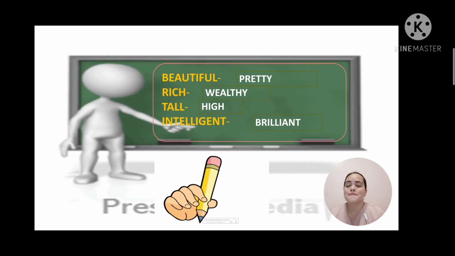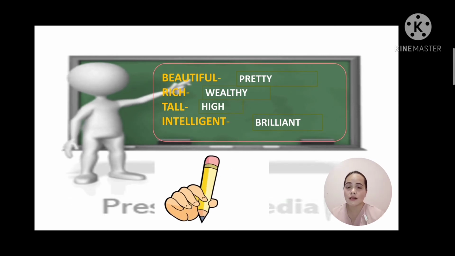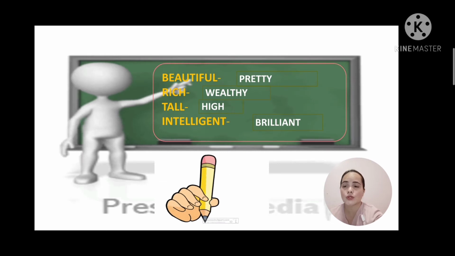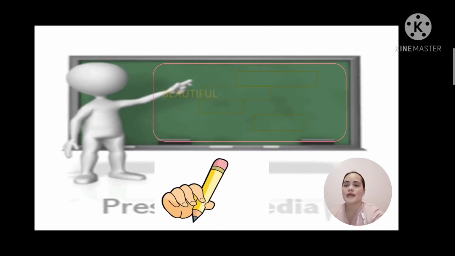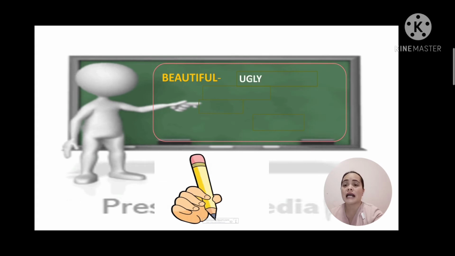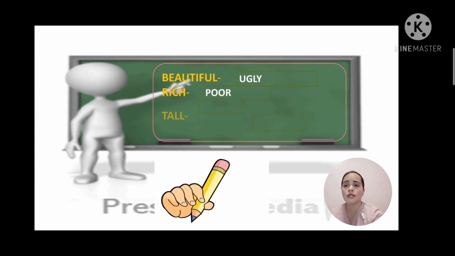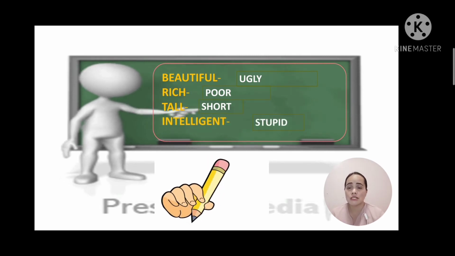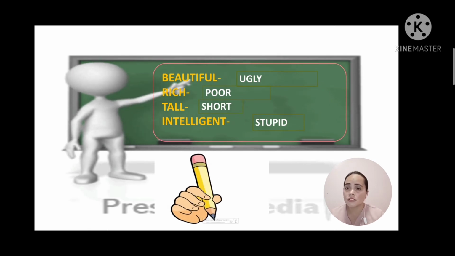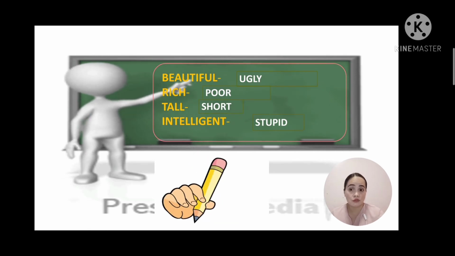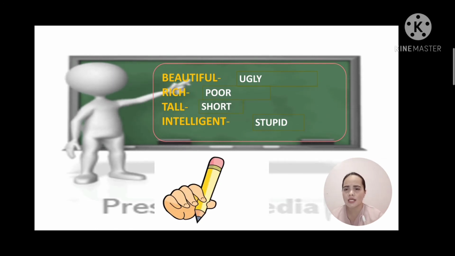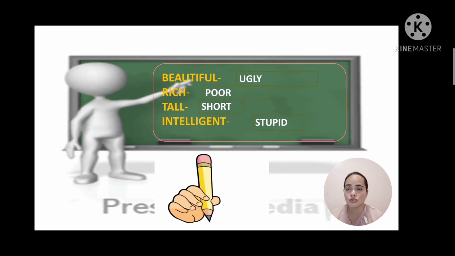Now, any of these words here are pleasant to hear. Okay? But how about if we know the antonyms of these words? So we have here beautiful, ugly, rich, poor, tall, short, intelligent, stupid. Now, usually, if we hear these antonyms of these words, what do we feel? Of course, we feel sad or angry or whatever negative emotions we feel.